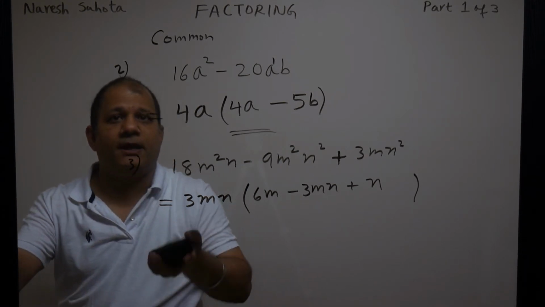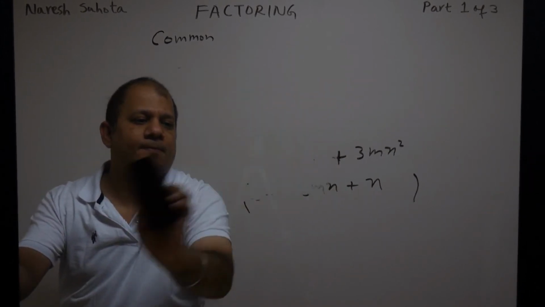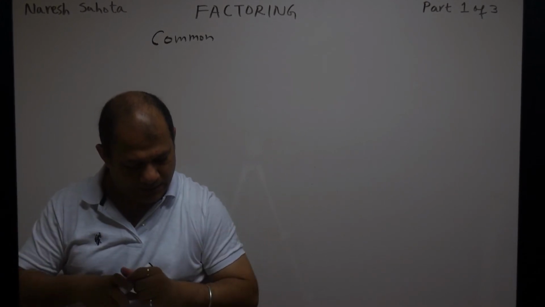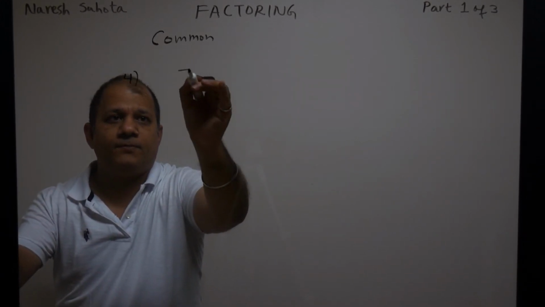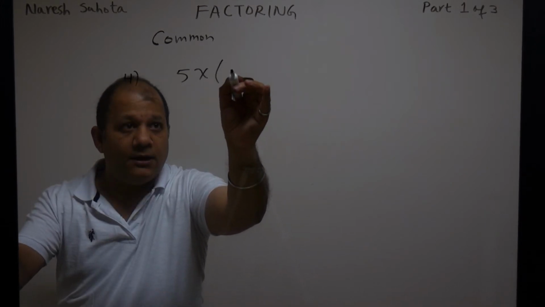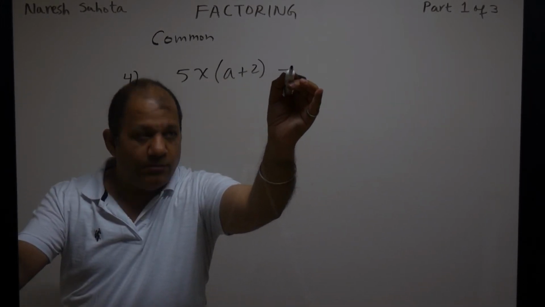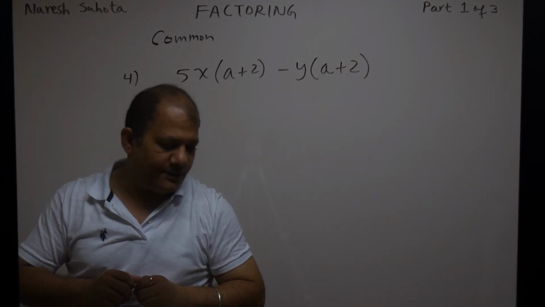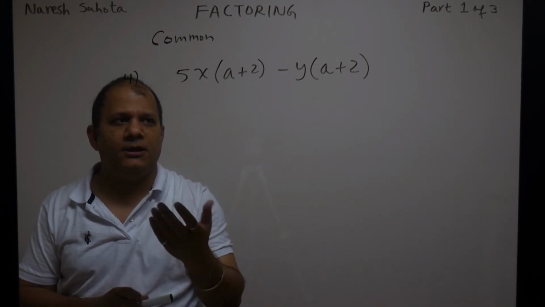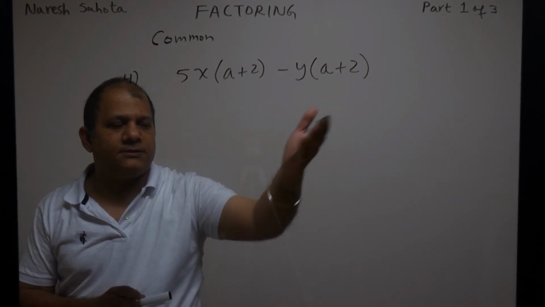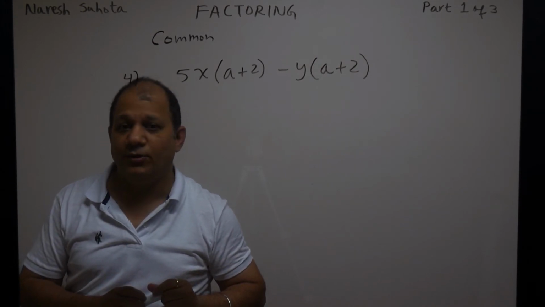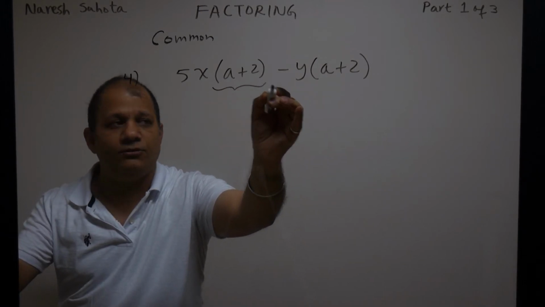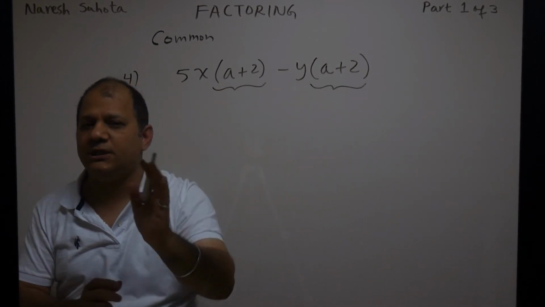Okay, so now let's look at example 4. So example 4 is where I have 5x times a plus 2 minus y times a plus 2. So a common factor here. Now when I common factor here, it looks like a complex expression. It doesn't look like there's anything that we can factor, but actually we can. So what's common is we have a plus 2 and we have a plus 2.